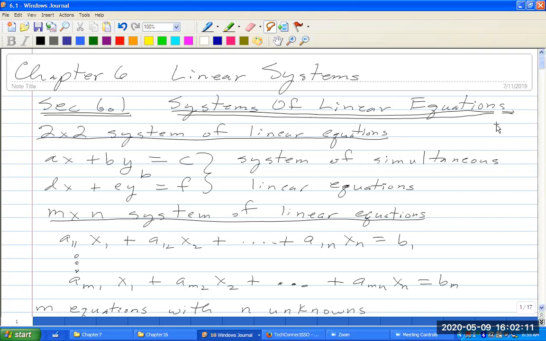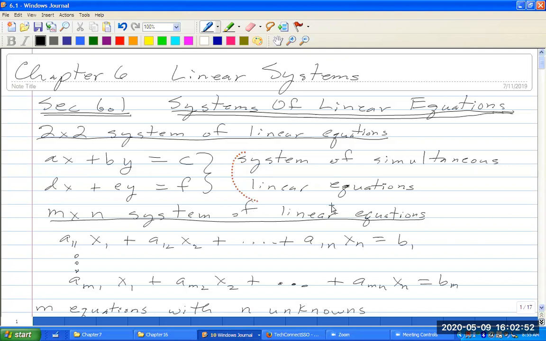Systems of linear equations. So first, let's look at 2x2 systems. Let's review those. A 2x2 system of linear equations is, well, two equations. The first equation, say, has the form ax plus by equals c. The second equation has the form dx plus ey equals f. These two together are called a system of simultaneous linear equations.